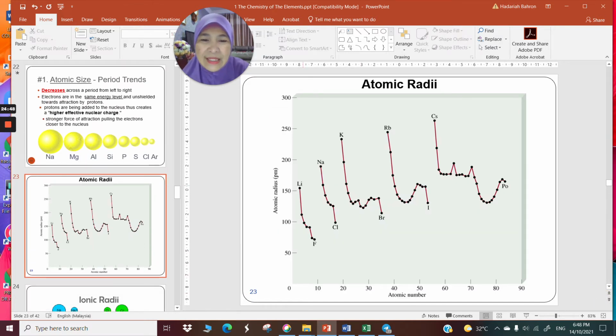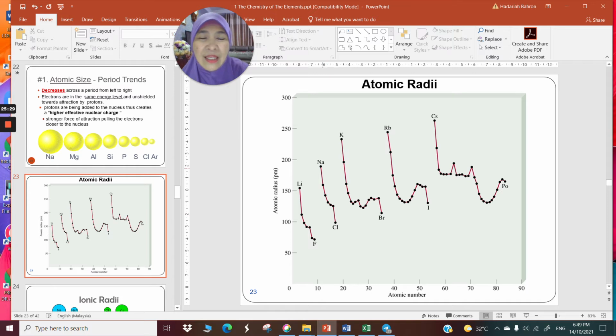So within the same period, you're going to have all the group 1 elements being the biggest. Then it will start to decrease until you reach the group 7 elements. And your group 7 elements, if you take away the noble gases, are the smallest. So within the same period, group 1 is the biggest, group 7 is the smallest.